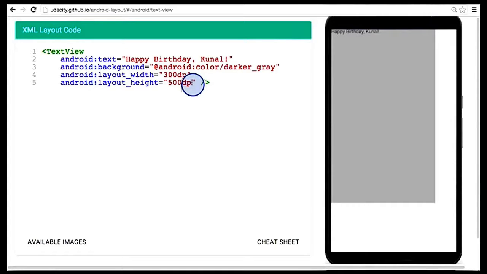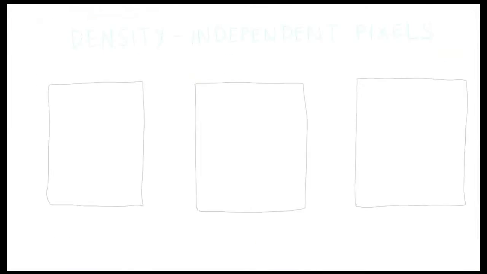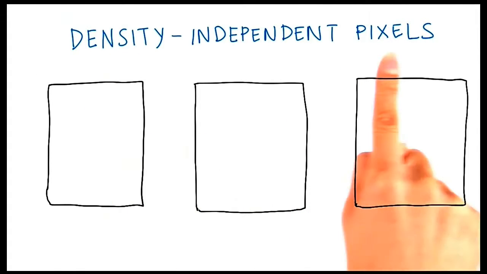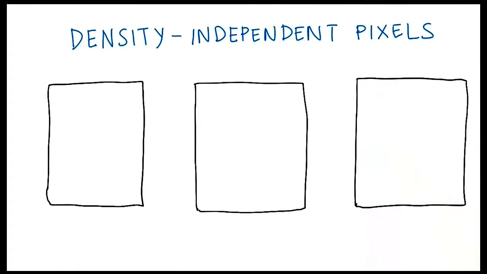This is a unit of measure, like centimeters or millimeters, that we use to describe the size of views on Android, as well as the distance in between views. The unit dp stands for density independent pixels. Let me explain why we need that.